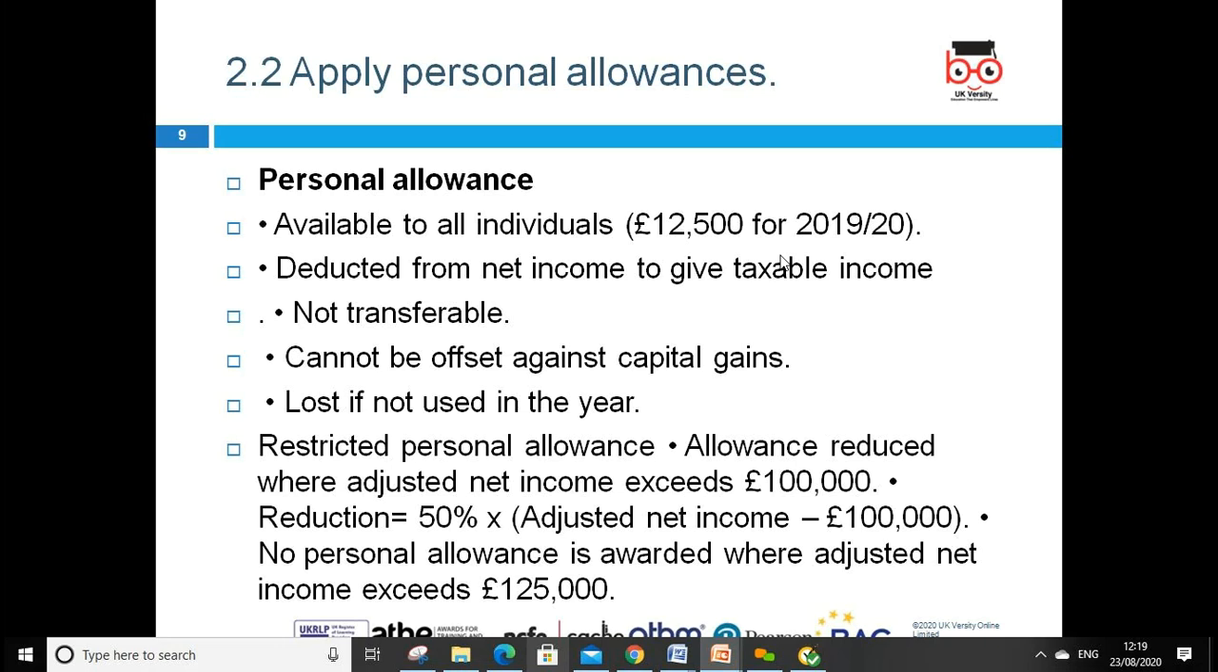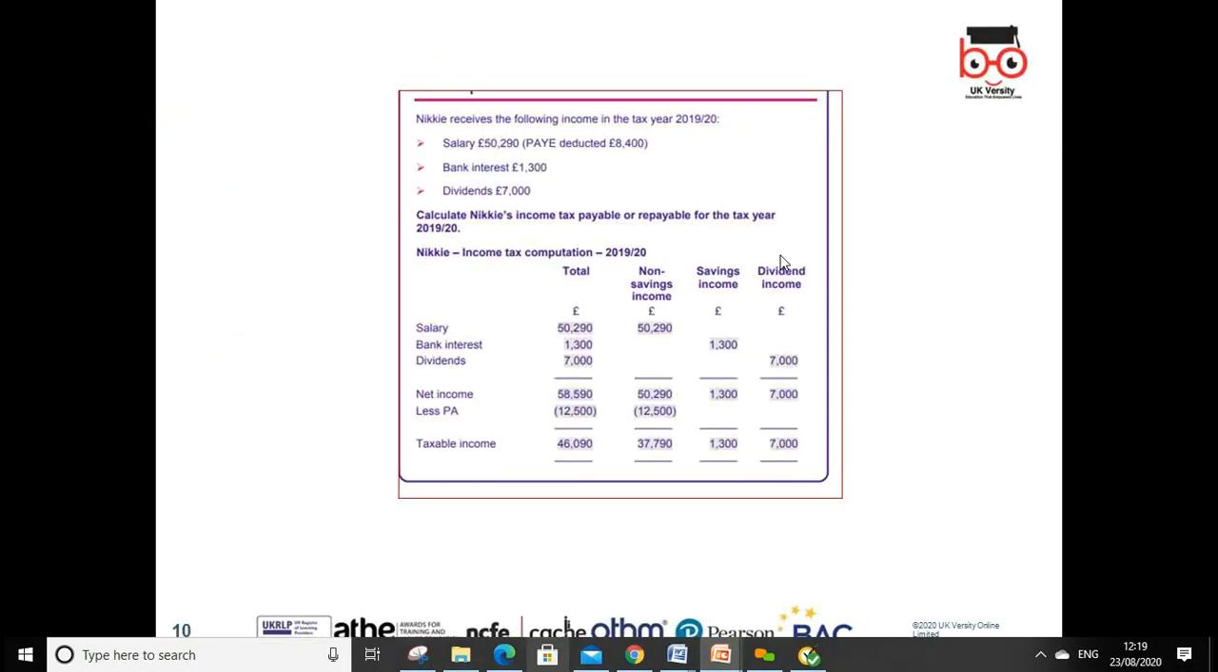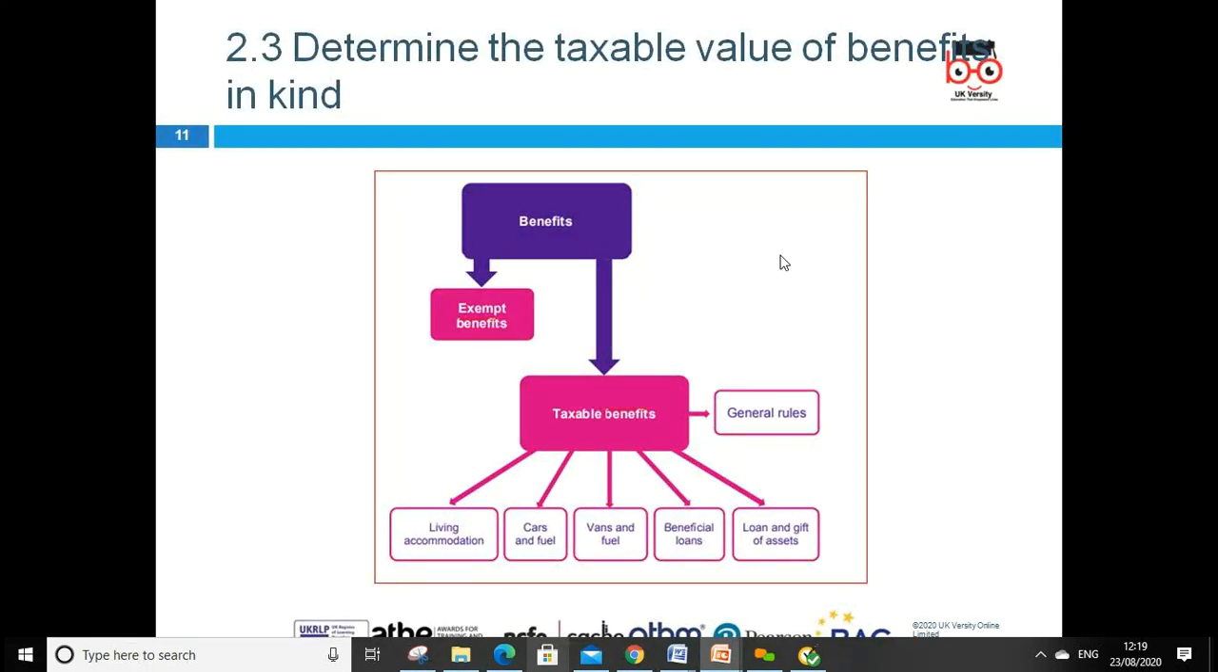Next we have 2.2, personal allowance. It applies and is available to all individuals, 12,500. Deduct it from the net income to give the taxable income. These allowances are not transferable from year to year, and cannot be offset against capital gains and losses. If we do not use it, the personal allowance is lost. The personal allowance can be reduced if your income is more than 100,000, reduced by 50%. This is again the same example. We can apply the personal allowance, calculate our taxable income, and calculate the tax liability.